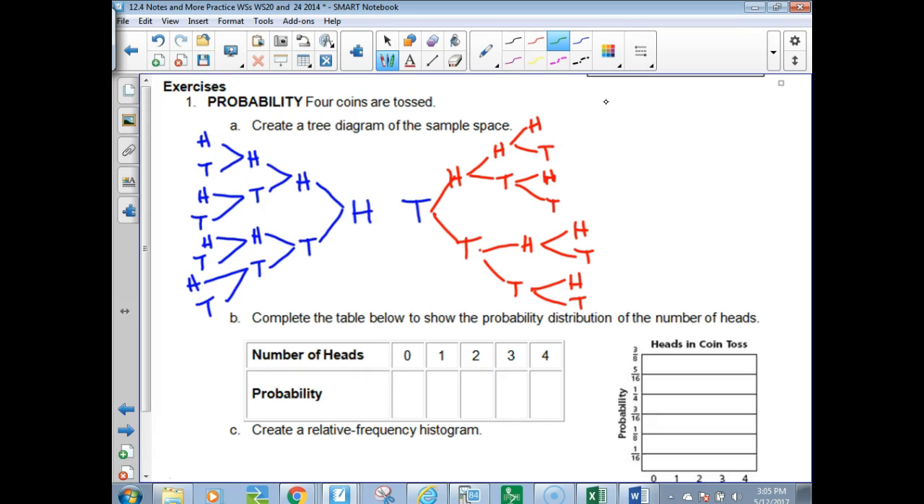4 H's. We got heads, heads, heads, heads. Then I'm going to go up that, and then I'll turn when I get to the end, and I'll have 3 heads and a tail. Now I'm going to have to turn sooner, 2 heads, then a tail, then a head. And then I'll turn and go the other way, 2 heads, then 2 tails. Okay, now I'm going to the lower branches, heads, tails, heads, heads. Heads, tails, heads, tails.